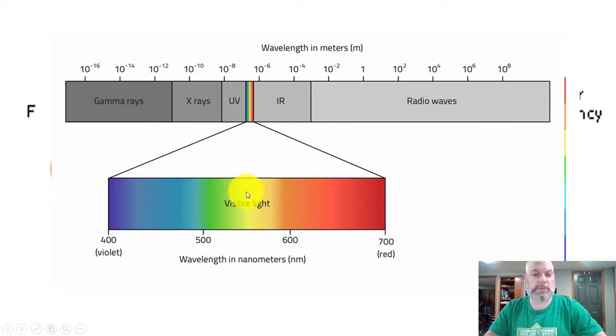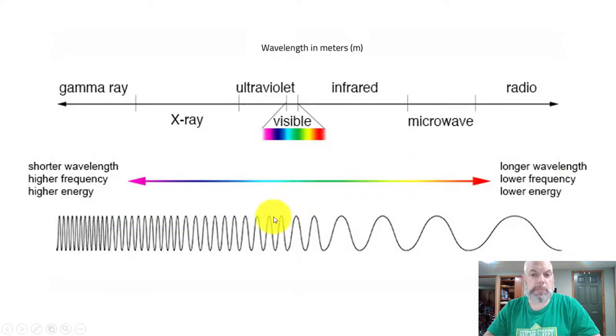Color only exists in the visible part, so we would add color to those to understand what we're looking at. And there we go. Again, here's the length of the wave. Real short wavelength, higher energy. That should make sense. The shorter the wavelength, the higher the frequency and the higher the energy.